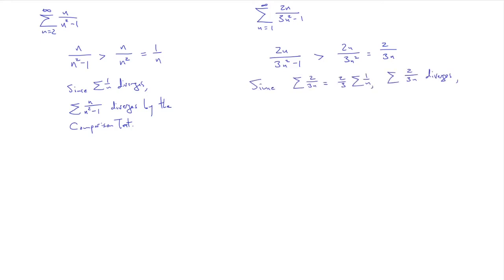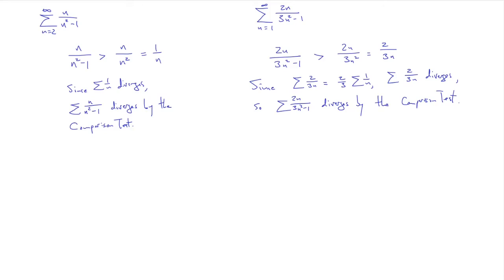And the key observation is that the series 2 over 3n is 2/3 times the sum 1 over n. You can pull a constant outside of the series, and so it's 2/3 times the harmonic series, and the harmonic series diverges. And so 2/3 times the harmonic series diverges, which lets us say that the sum 2 over 3n diverges. And since we've already shown that the terms of our series 2n over 3n squared minus 1 are greater than the terms of 2 over 3n, that lets us say that the series that we're looking at diverges by the comparison test.